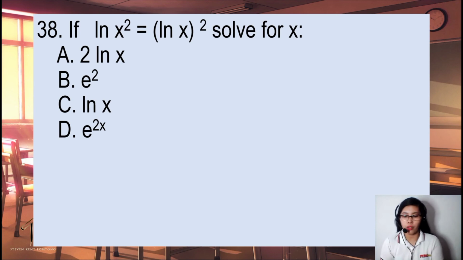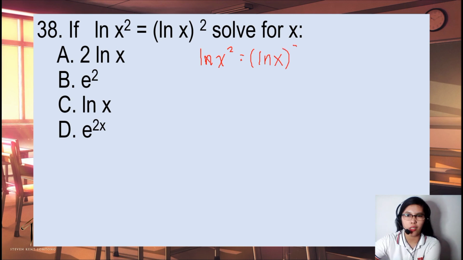So we're on question number 38. If ln x squared is equal to (ln x) squared, solve for x. In this problem, we're going to apply the rules of logarithm. Okay, so let's write the equation first: ln of x squared is equal to (ln x) squared.